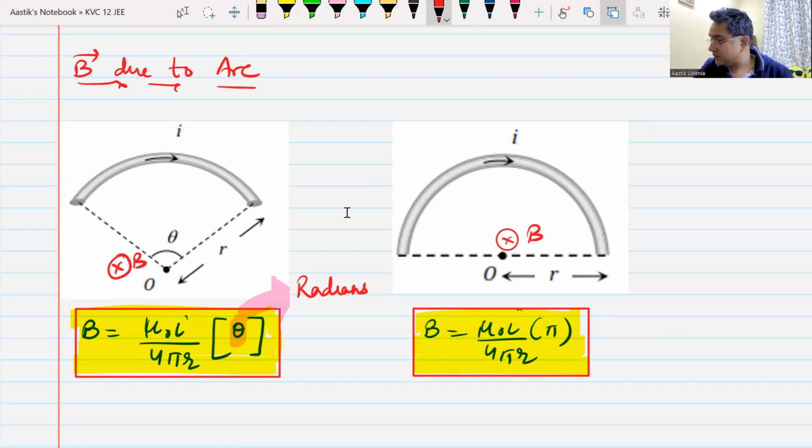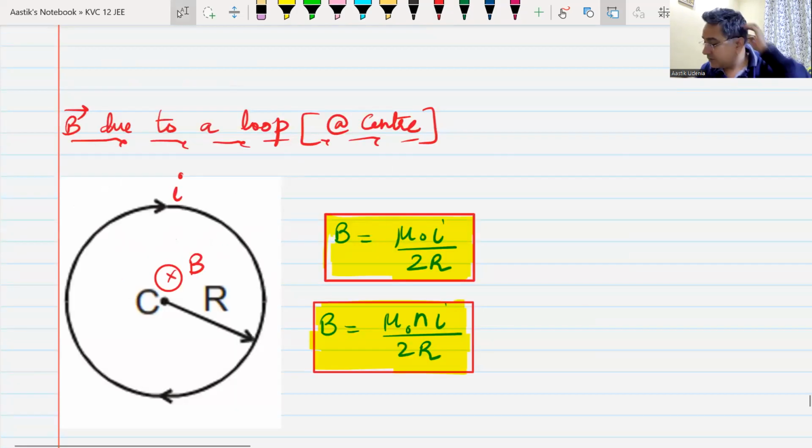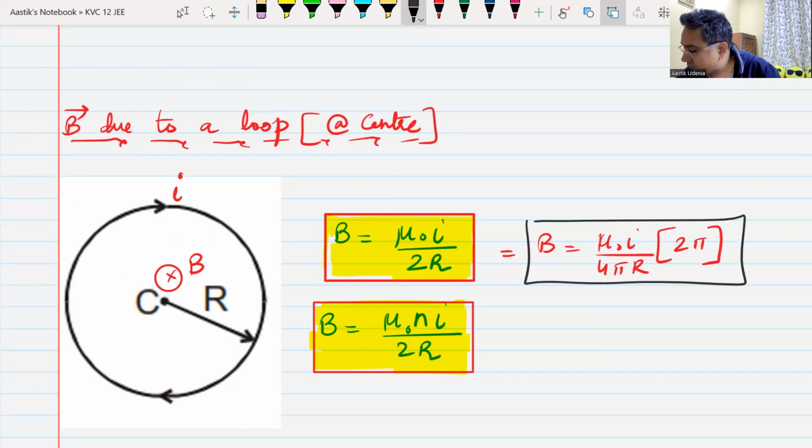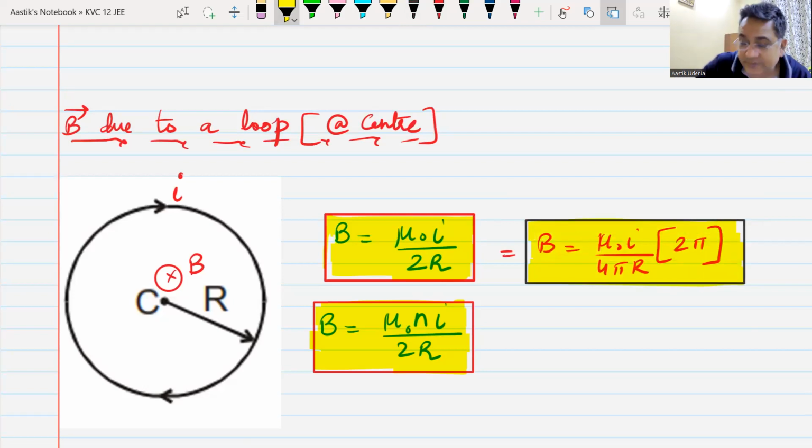In fact, sir, this formula is also derived from that formula, because this is nothing but B is equal to mu naught I by 4 pi r multiplied by the total angle, which is 2 pi. Do we understand this? All these formulae have come from this simple revolutionary formula, and that simple revolutionary formula is mu naught I by 4 pi r multiplied by the angle phi.